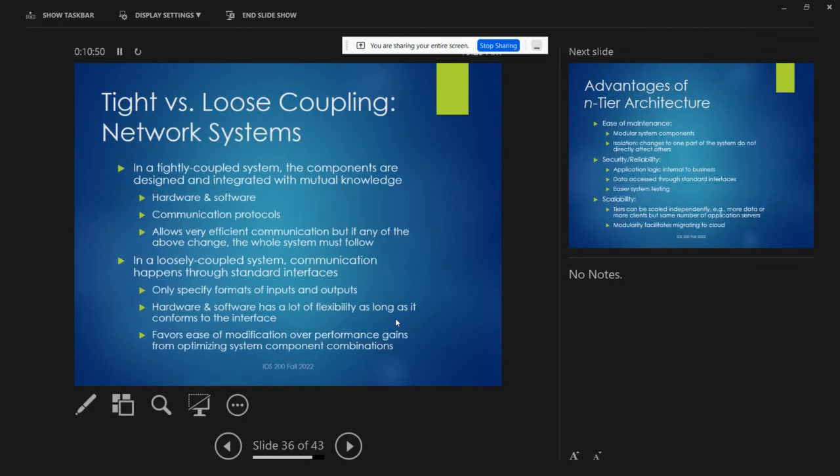All right. So, in a tightly coupled system, components are designed and integrated with mutual knowledge of each other, right? The hardware is there. You know what the hardware is. You can write the software to take advantage of whatever quirks and whatever shortcomings the hardware has. Communication protocols can be designed, again, with specific knowledge of the software that's being run and the hardware that's being used, and again, this allows relatively efficient communication. But if any of those things change, you have to update the whole system, right?